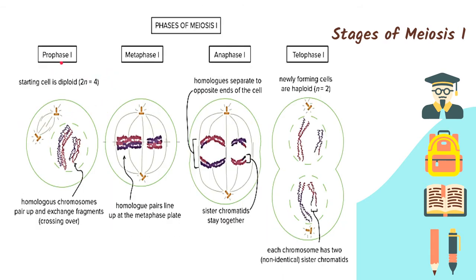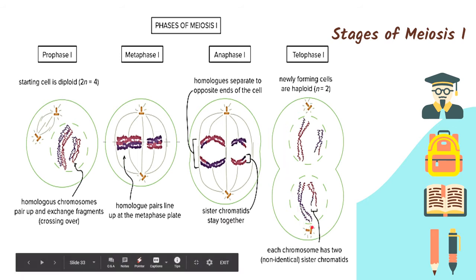So after prophase 1 will be metaphase 1, wherein the homologous pairs of chromosomes will line up at the middle. So instead of just one chromosome, you now have 2 chromosomes here. And then during anaphase 1, the homologous chromosomes will then be pulled in opposite directions. The sister chromatids stay together. Okay? And then during telophase 1, everything returns to normal. So that's the appearance of the nuclear membrane, the disappearance of the spindle fibers, and the disappearance of the centrioles.